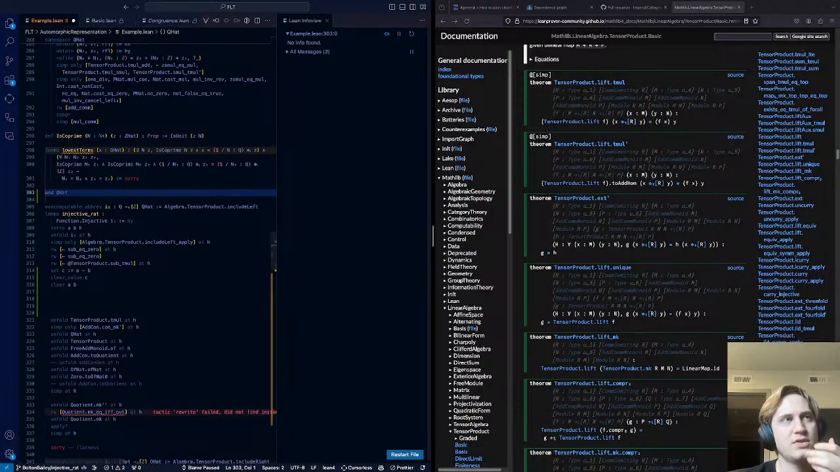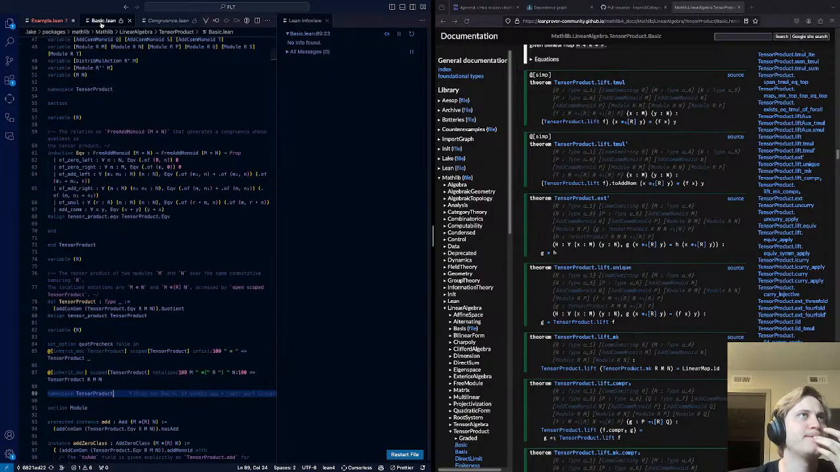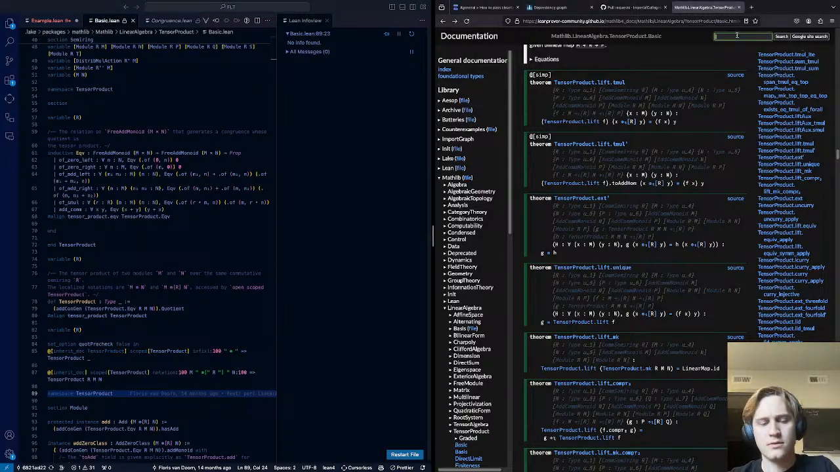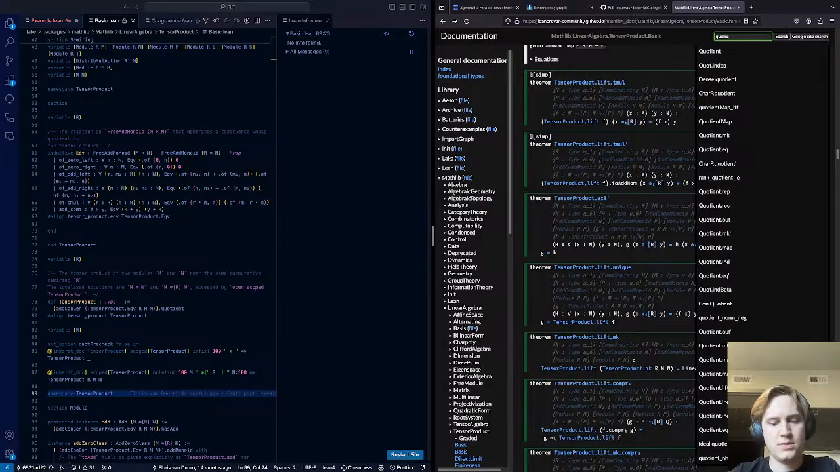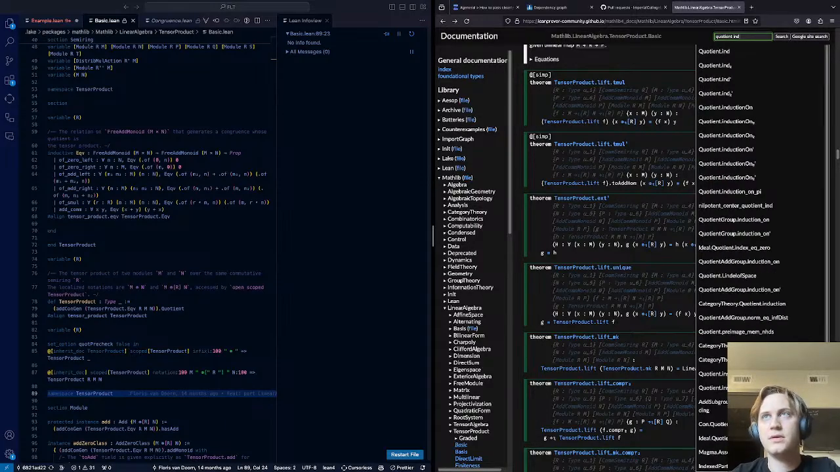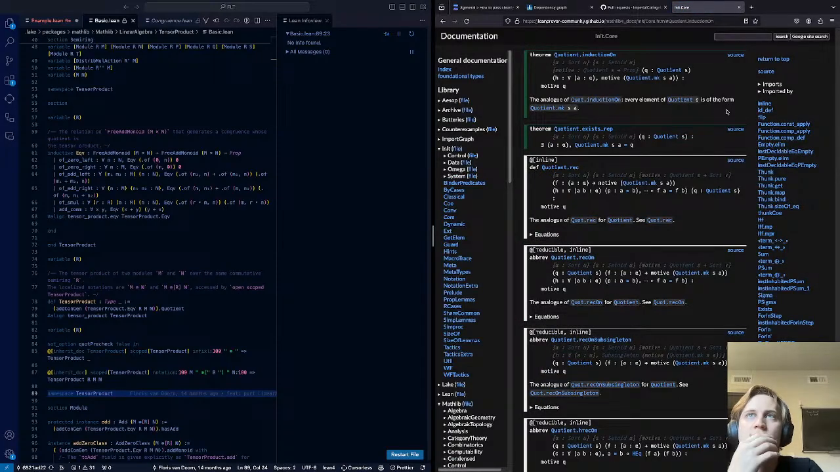Can I try quotient? Sorry. There's some way of doing induction on quotients, and it's probably something like induction on, or IND, or something. The analog of Quot.inductionOn: every element of quotient S is of the form quotient make SA.